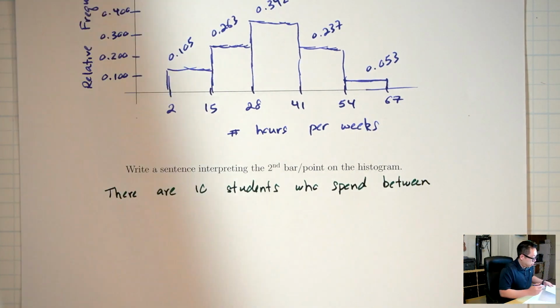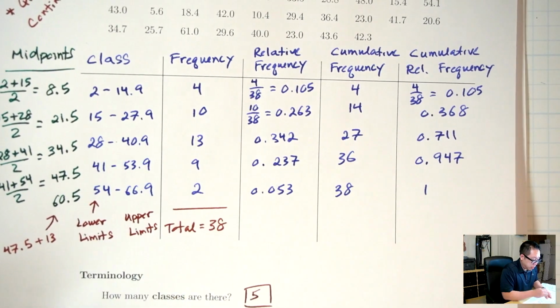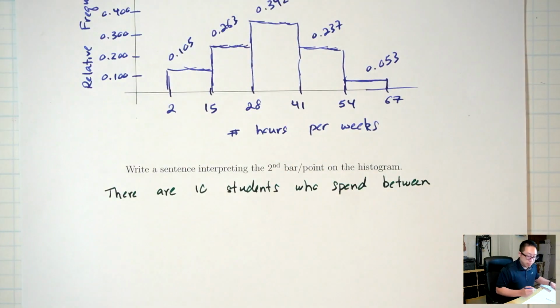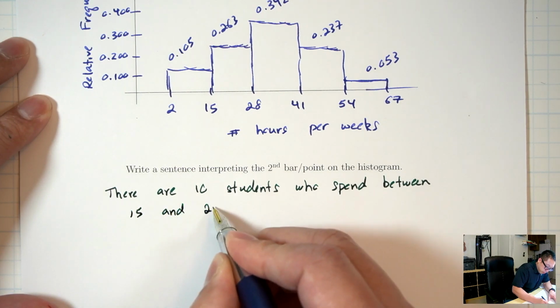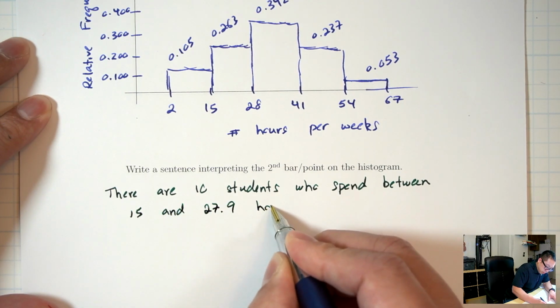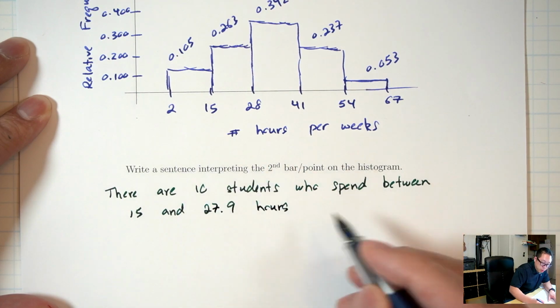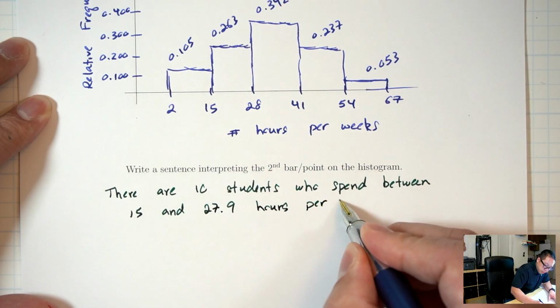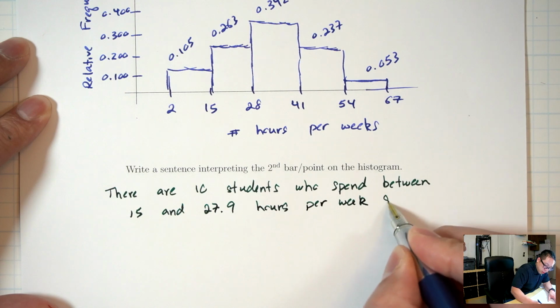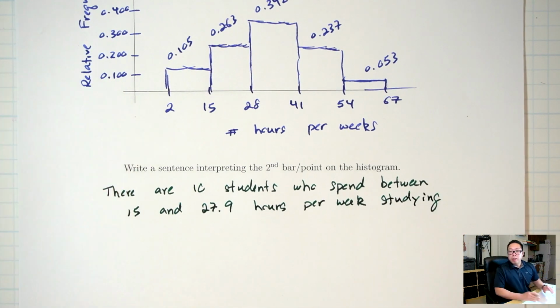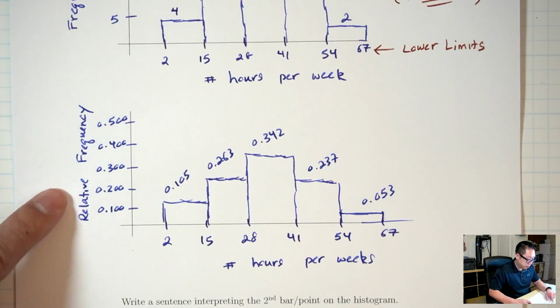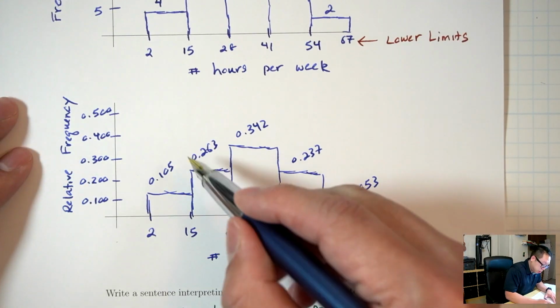We said 15 and 27.9. That's actually hours per week studying. Okay. What about the second bar on the relative frequency histogram, which is this number right here?